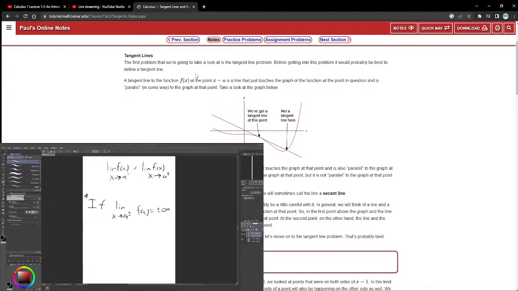Before getting into this problem, it would probably be best to define a tangent line. A tangent line to the function f of x at the point x equals a is a line that just touches the graph of the function at the point in question and is parallel in some way to the graph at that point. Take a look at the graph below. So we've got a tangent line at this point and not a tangent there.